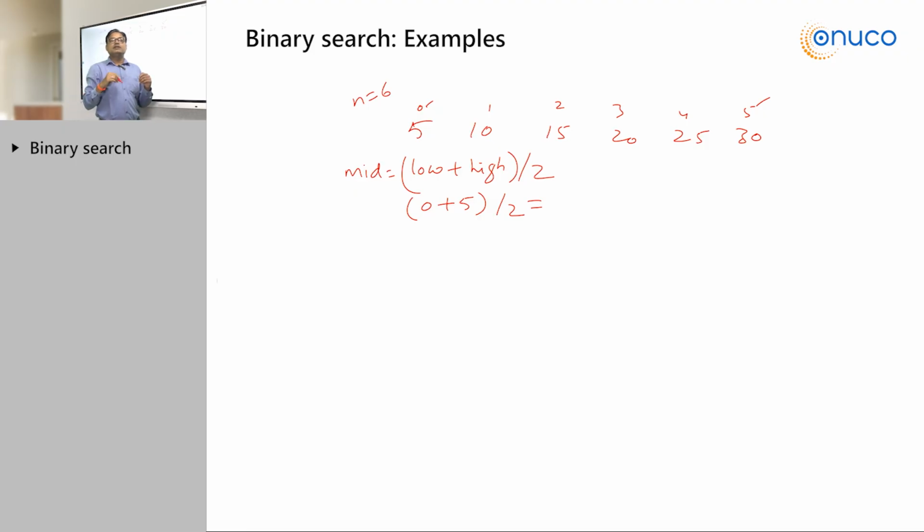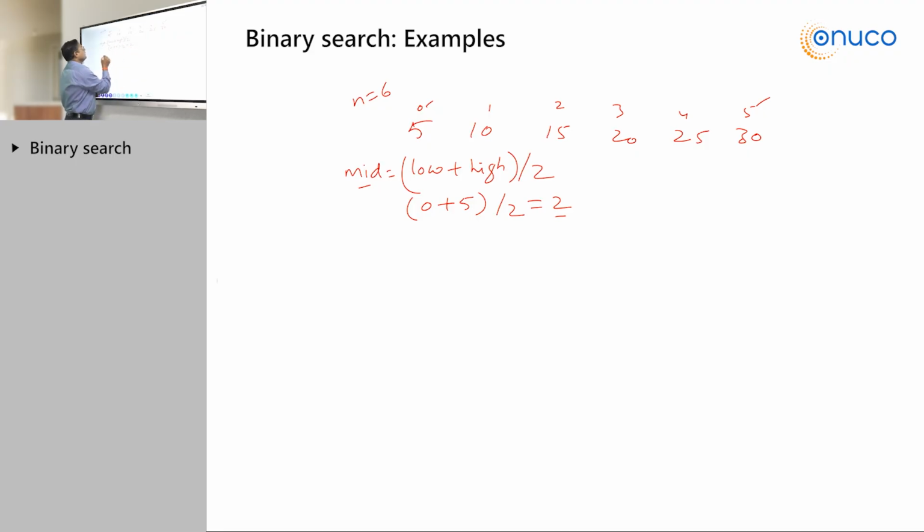Remember that we are dealing with indices, and an index can never be a fraction. It will always be a non-negative integer, including 0. So 5 divided by 2 we are going to write as 2 as the mid element. So now we got the mid element as 2, right?